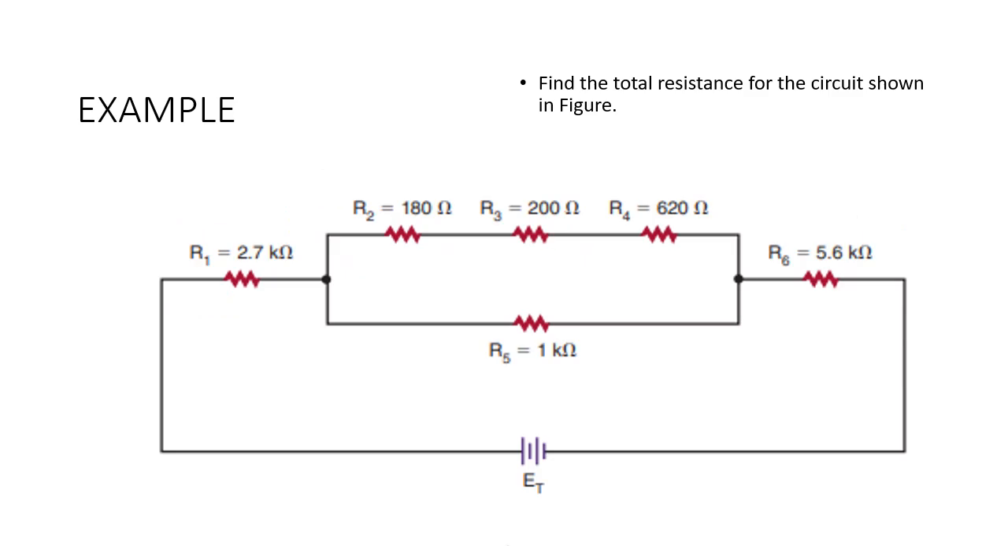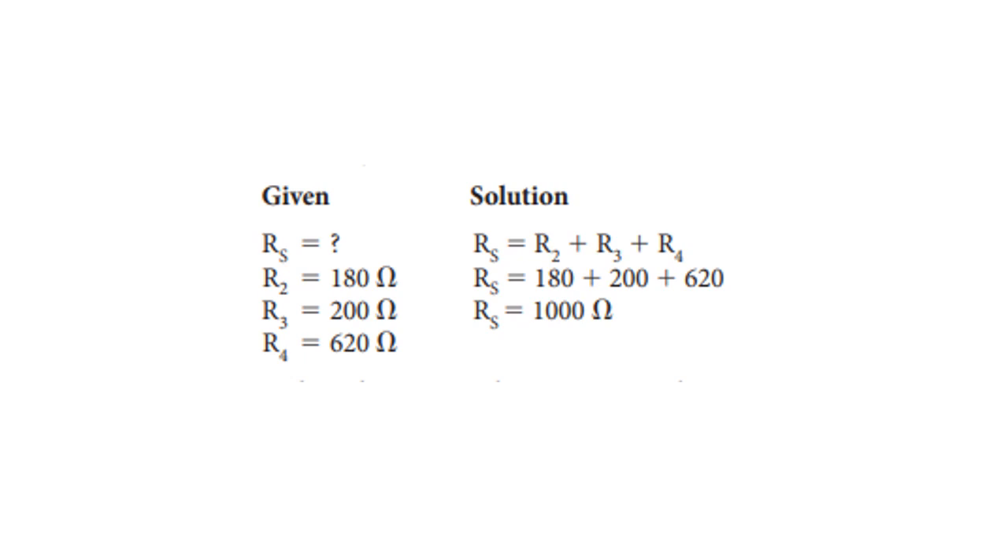Example: find the total resistance for the circuit shown in figure. In this figure there is a branch that has resistors in parallel. However, in the upper part of the branch, there are also three resistors, R2, R3, and R4, arranged in series. The equivalent resistance of the series in the parallel portion of the circuit must be determined first. This is labeled RS. RS equals R2 plus R3 plus R4. Substitute all of the values. We get RS equals 1000 ohms.